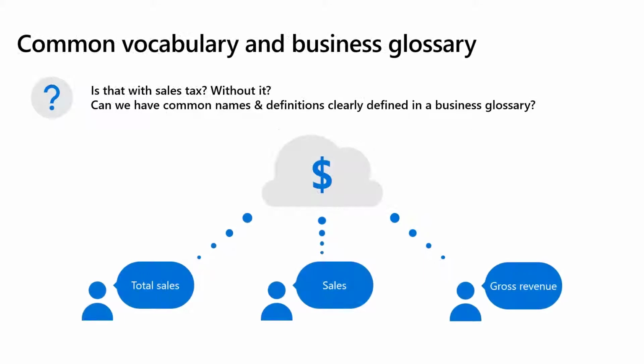So as mentioned on the previous slide, the business glossary helps us establish a common vocabulary. So for example, one group may have a report with total sales. Another may simply refer to this as sales. And another might have gross revenue or total revenue. Are they all referring to the same thing? Is that with or without sales tax? The goal then of the business glossary is to clearly define what these entities are, so there's no confusion to a user to understand what the data represents and to have consistency across the enterprise.